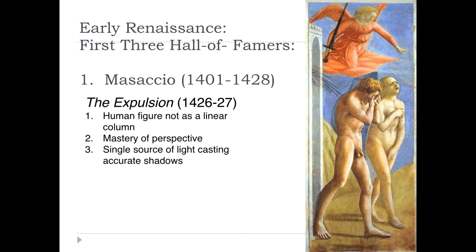And the expulsion of Adam and Eve, shame, shame, shame on them. You can see the pain and anguish and obviously the nudity. But the human figure is not a linear column. It's very natural looking. Masaccio was considered to be one of the first masters of perspective, showing some depth. In this work, you can see a single source of light casting accurate shadows, giving you some sense of where the light is and where the shadows actually fall. So that's Masaccio.